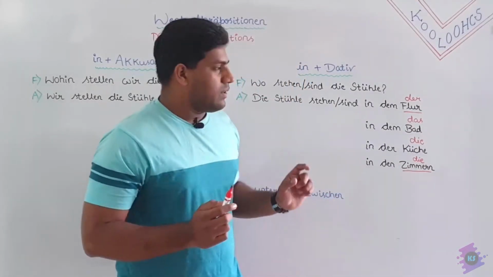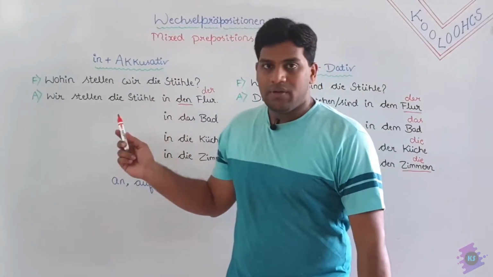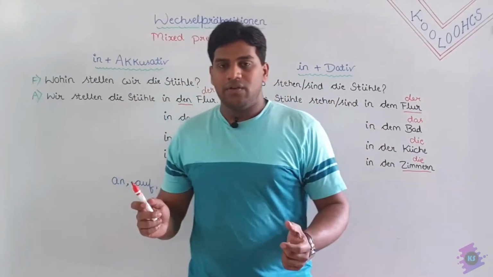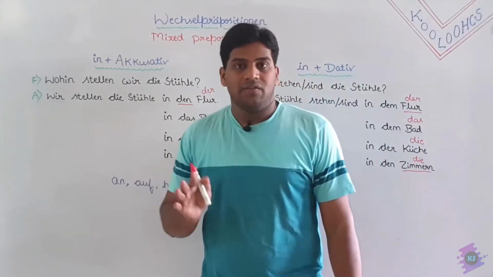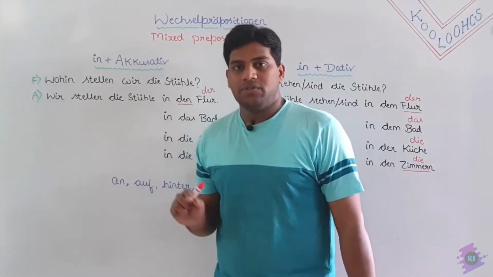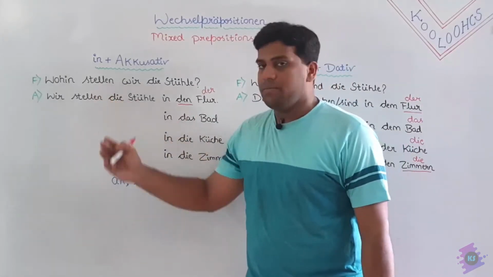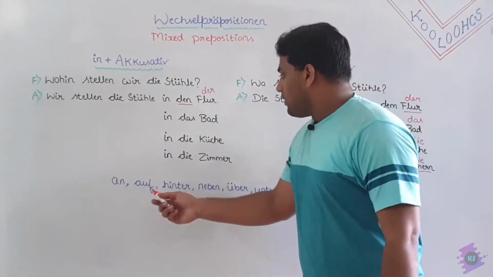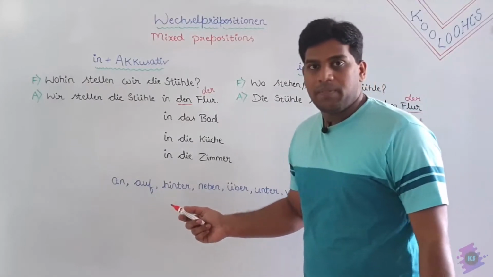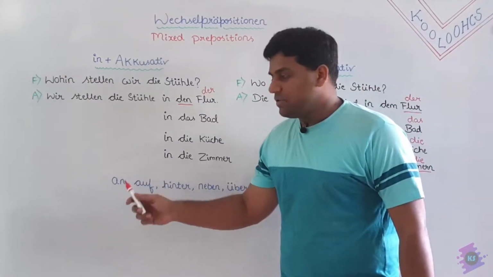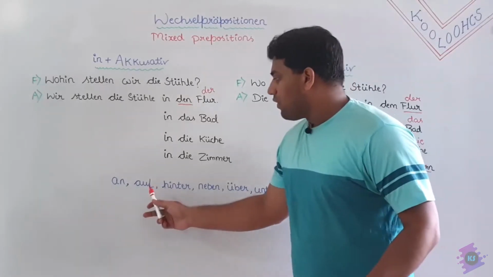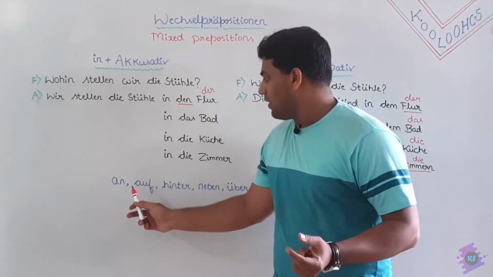So this is about the preposition in accusative and dative case. So it is called a mixed preposition. So it is not always accusative, it is not always dative, it changes according to the statement, according to the verb basically. So here are some more mixed prepositions. There are 8 more mixed prepositions. This an is also a mixed preposition, that means on. Auf is also on. Let me tell you a small difference between an and auf.